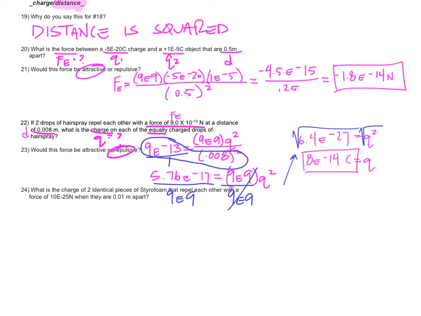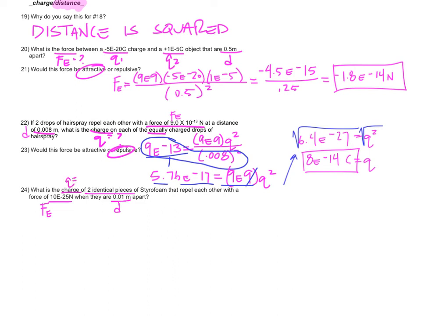Okay. So now I'm going to clean this up just a little bit so I have room to write. All right, there we go. All right, so what is the charge on two identical pieces? So again, these two pieces are going to be identical, and they're going to repel each other with a force of 10 times 10 to the negative 25th. So this is electrostatic force. They are 0.01 meters apart. That is D. I know what K is already. I want to figure out what the charge is.